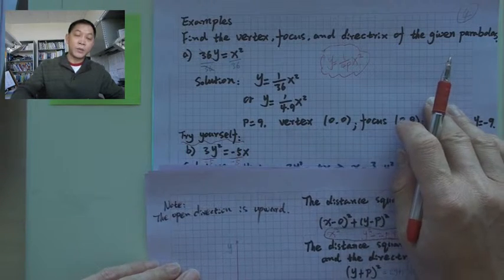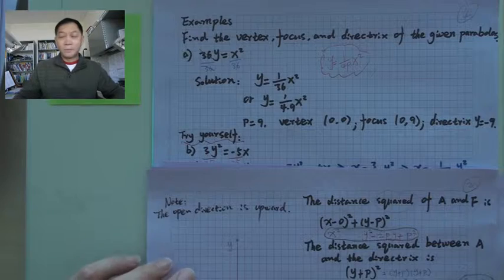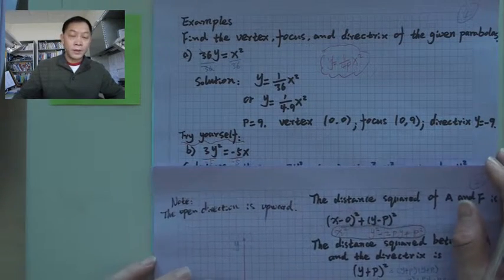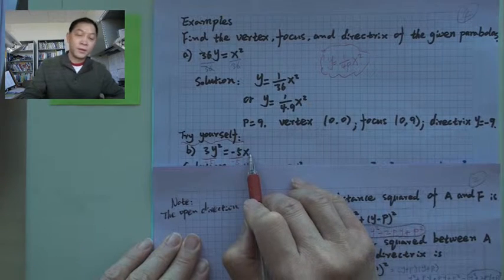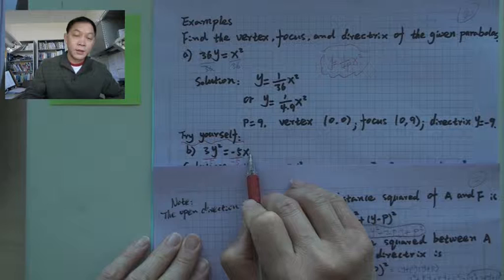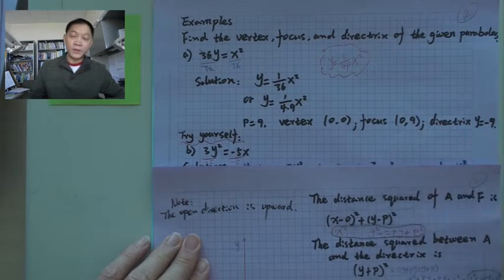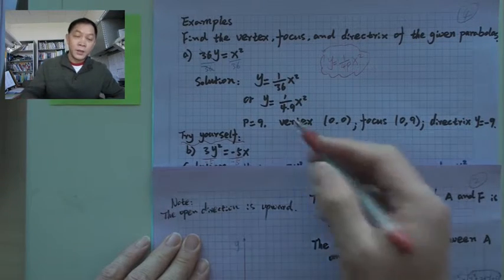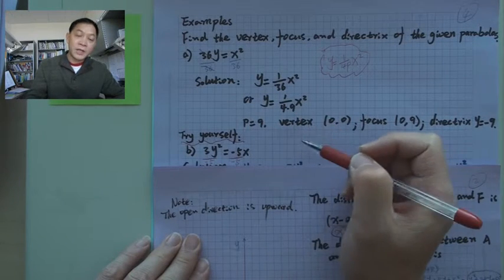Now try this one yourself. This one is y squared, x is not squared. So if x is not squared, you want to change the form into the standard form. What was the standard form? The variable that is not squared should always stand alone.